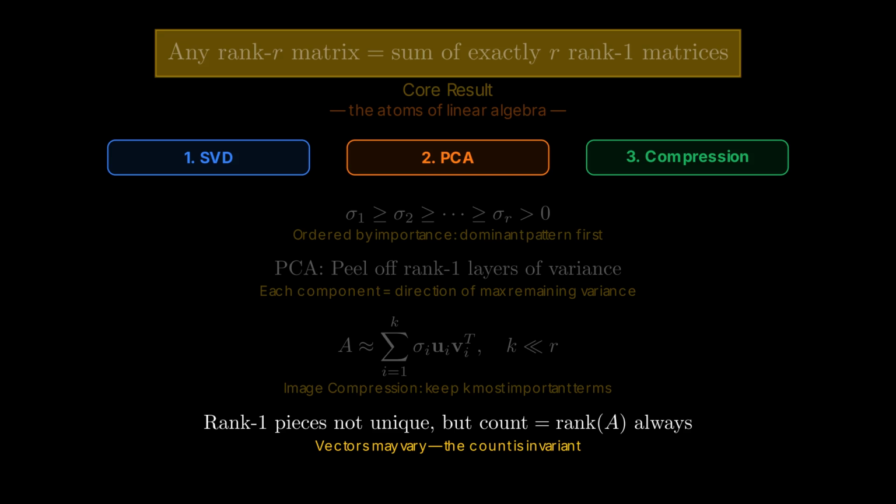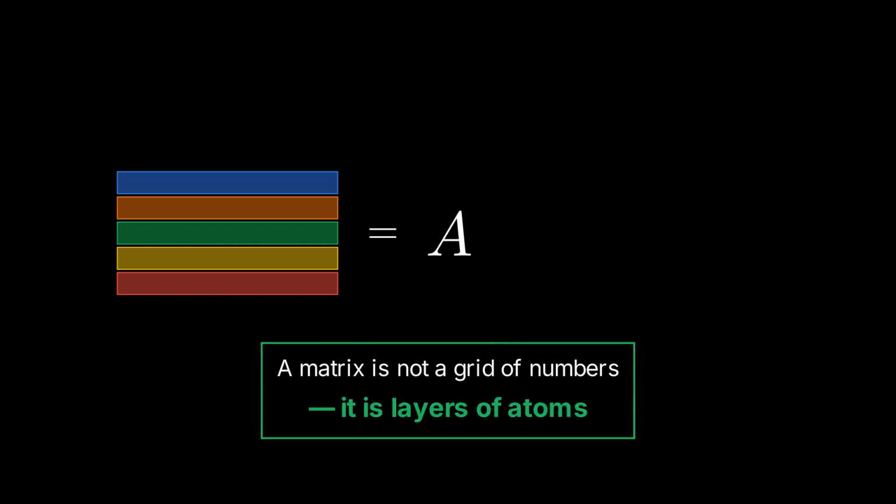The vectors can vary, but the count always equals the rank. So next time you see a matrix, don't see a grid of numbers, see the atoms stacked together. A matrix is not a grid of numbers, it is layers of atoms. That is what the matrix truly is.